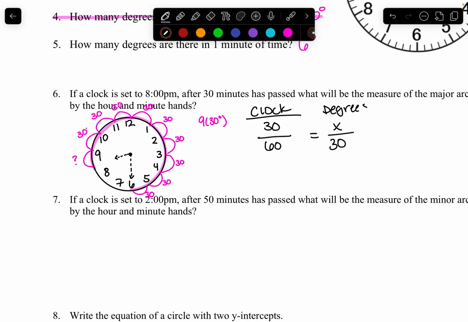I'm going to try this again. I'm going to explain this again. All right. We have traveled. So in a clock, we've got 60 total minutes, right? We know that we've gone 30 minutes because it tells us that.